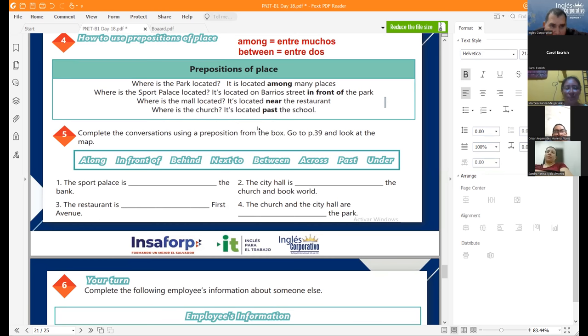Where is the mall located? It's located near the restaurant. Where is the church? It's located past the school. Teacher, past the school, después de la, pasando la escuela. Pasando la escuela, o sea, la escuela queda atrás y uno sigue y más adelante está. Past the school.